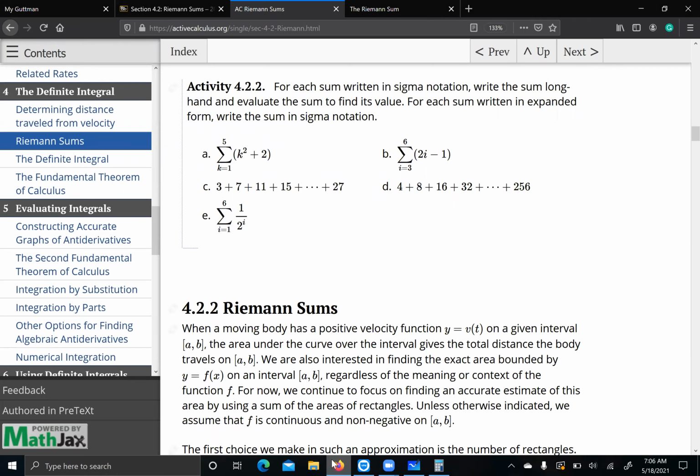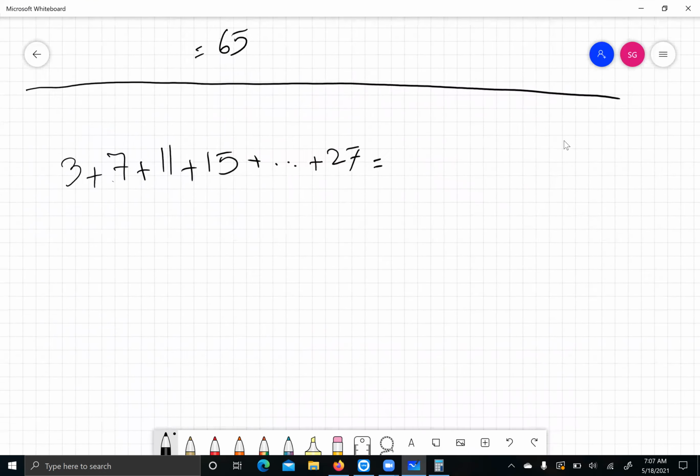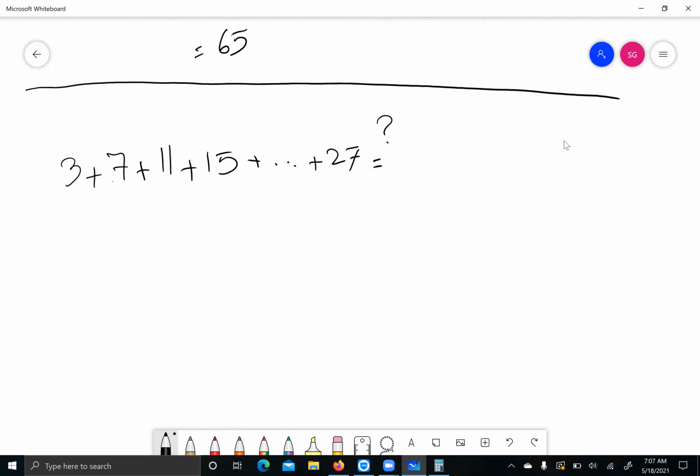There is a sum. So look at the question. If the sum is written in the sigma notation, then write the sum longhand expanded format and evaluate it. And for the sum written in the expanded form, like this one is written in the expanded form, now write the sum in the sigma notation. So we have to find a way to express this as a sigma notation. How can we express this sum as sigma notation?